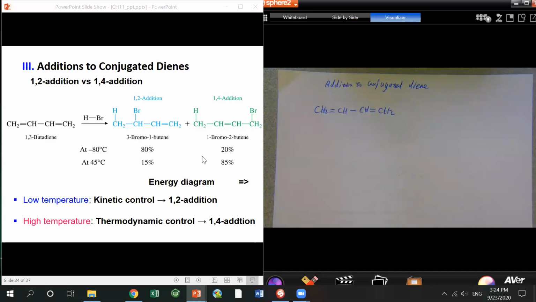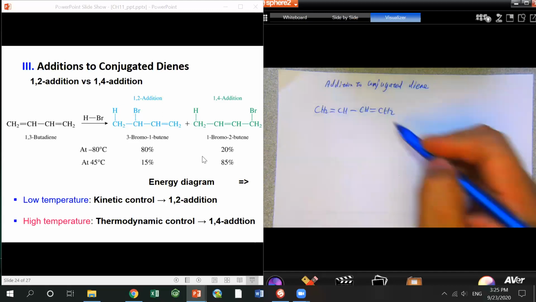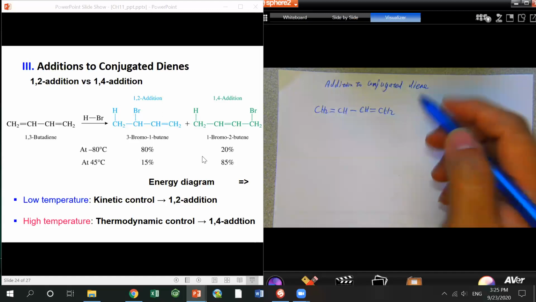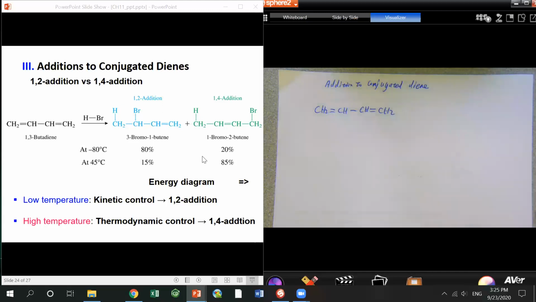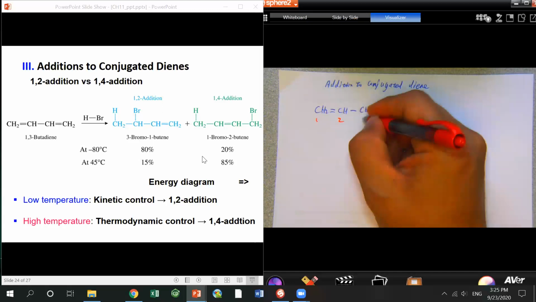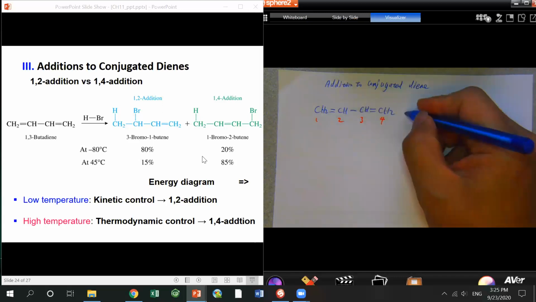If we want to do an addition reaction, especially with HBr, on this conjugated diene, it is pretty interesting. Depending on your reaction conditions, you can generate pretty different compounds. Before we draw the addition products, I will number all four carbons: 1, 2, 3, 4. Here we use the addition of HBr as an example.